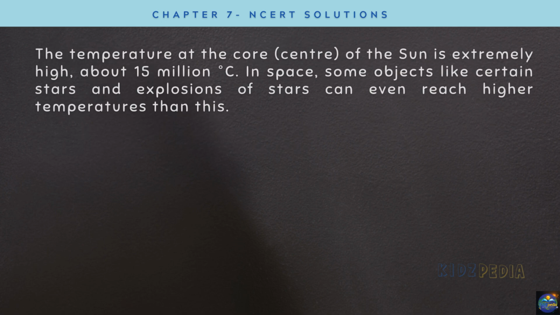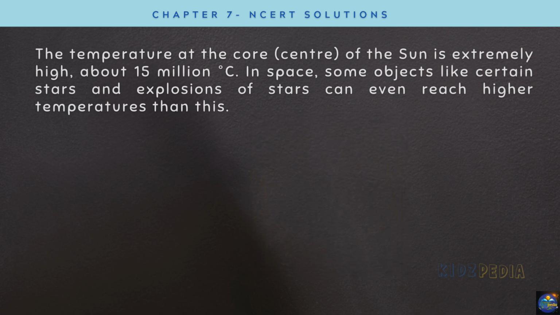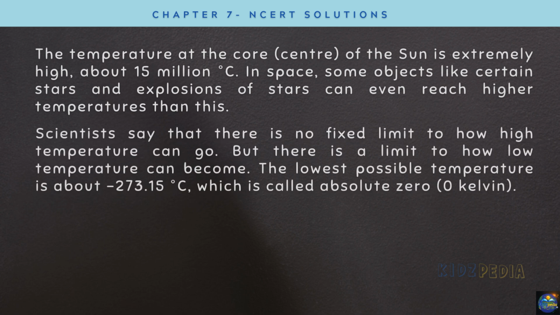So, the temperature at the core, that is at the center of the sun, is extremely high, about 15 million degrees Celsius. In space, some objects like certain stars and explosion of stars can even reach higher temperatures than this. Scientists say that there is no fixed limit to how high temperature can go, but there is a limit to how low temperature can become. The lowest possible temperature is about minus 273.15 degrees Celsius, which is called absolute zero, that is 0 Kelvin. At absolute zero, particles have almost no motion and nothing can become colder than this temperature.